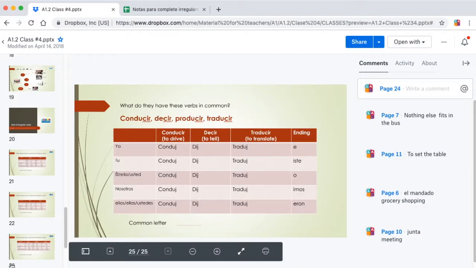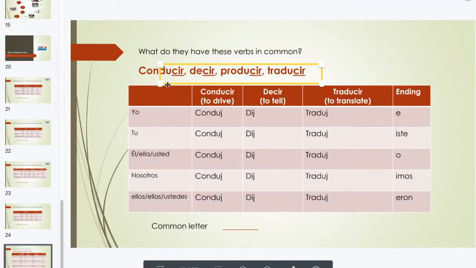Let's switch to this one. In what do all of these end? Can you see this? What do they have in common? They end in CIR. Entonces, if it ends in CIR, there's a trick: you have to change it to J. So, dije, conduje. Just focus on these two for now, which means I drove, you drove, she drove.